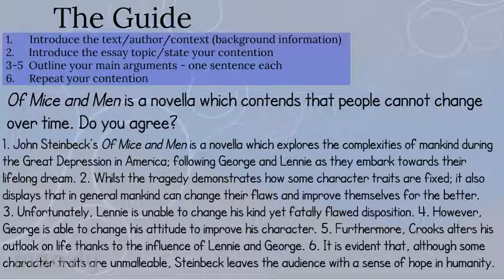Number 3. Unfortunately, Lenny is unable to change his kind yet fatally flawed disposition. So this is going to be my first body paragraph and I've just written out very quickly what it will be about. Number 4. However, George is able to change his attitude to improve his character. That will be my second body paragraph. Number 5. Furthermore, Crooks alters his outlook on life thanks to the influence of Lenny and George. So you can see that the last 3 sentences were outlining my main arguments. I included no quotes and I just summarised them very, very quickly.